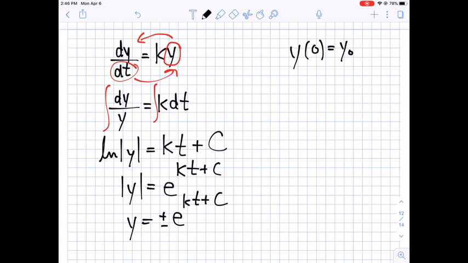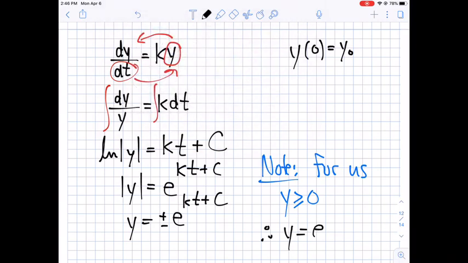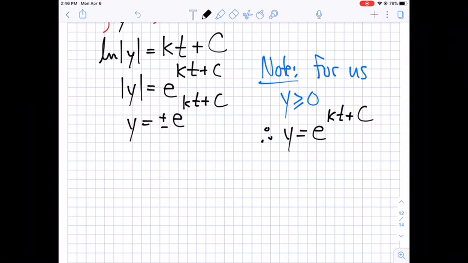And for this, we're looking at applications involving population growth, for example. We're not going to be looking at here the negative solutions. We're only going to be looking at the positive solutions. So let's just make a note of that. That for us, y is going to be strictly larger than or equal to 0. And so we'll be looking at the positive solutions. So y is now equal to e to the kt plus c.